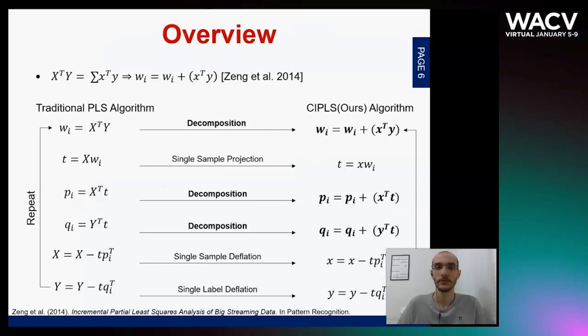On the left, we have the traditional PLS algorithm, and on the right we have our incremental PLS. Our main contribution is to extend this decomposition proposed in 2014 to the X and Y loading matrix estimation. In this way, we can compute all steps of PLS in an incremental manner, which means using a single sample at a time. And most importantly, we can preserve this property of PLS across all components, which ensures the maximum covariance between the samples and the labels.